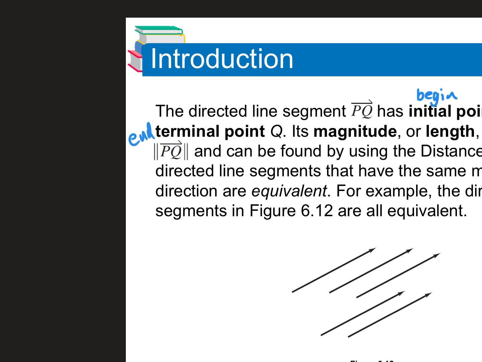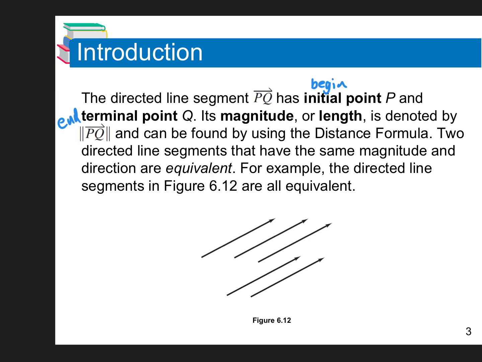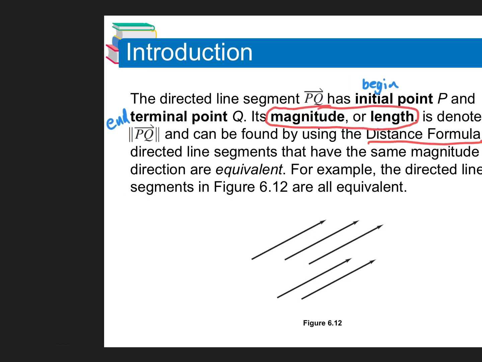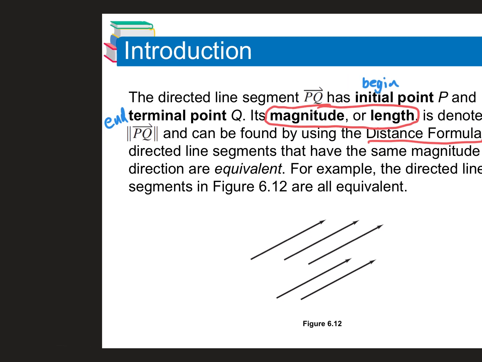That's important. How do you find the magnitude, or what is the magnitude? It says it right here. The length. How do you find the length of something? What formula do we use? The distance formula, okay? So if it asks you for the magnitude of the vector, all you're doing is finding the distance from one point to the other. That's it. If you're asked to find if something is equivalent, what does the word equivalent mean? Equal. If vectors are equivalent, their magnitude and their direction are the same. The direction is just the slope.